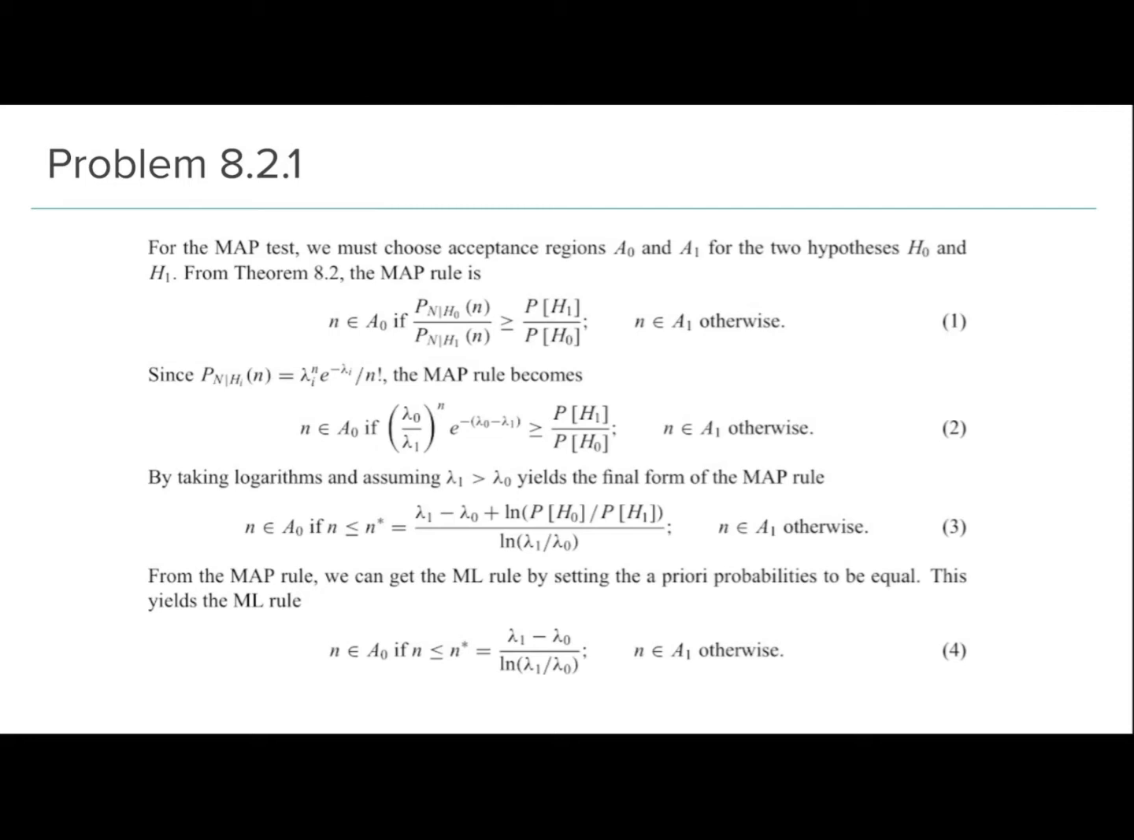So if we just set p of h naught equal to p of h1 in this expression, the ln term in the numerator becomes ln of 1, which is equal to 0. By doing that we get the maximum likelihood condition: n will belong to a naught if n is less than or equal to n ML, or n star, which is equal to (lambda 1 minus lambda naught) divided by ln of (lambda 1 by lambda naught). So if n is less than this term, it belongs to a naught, otherwise it belongs to a1.